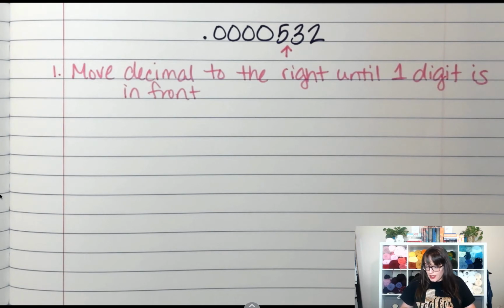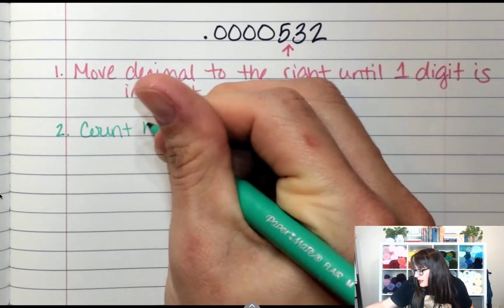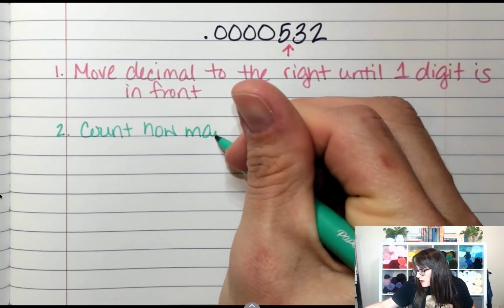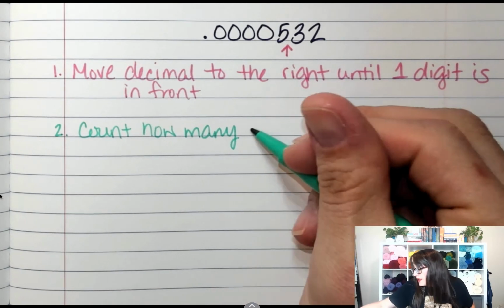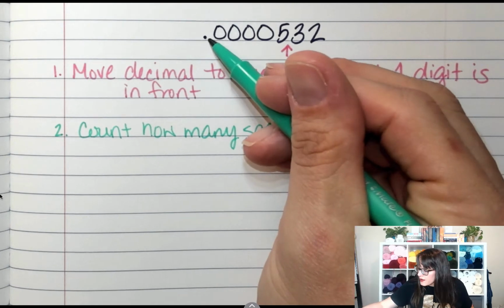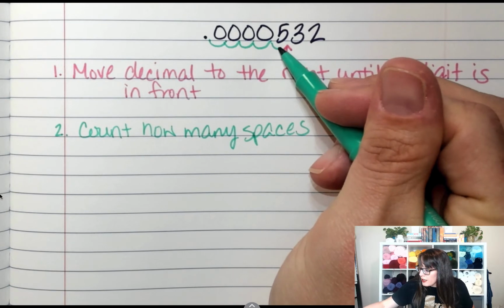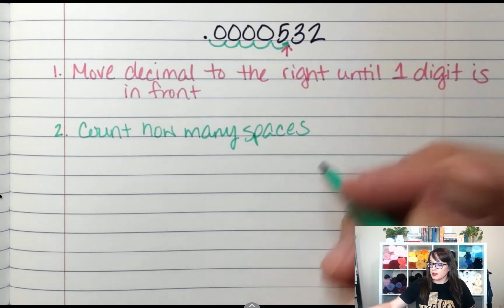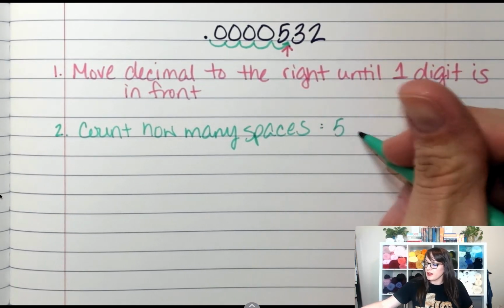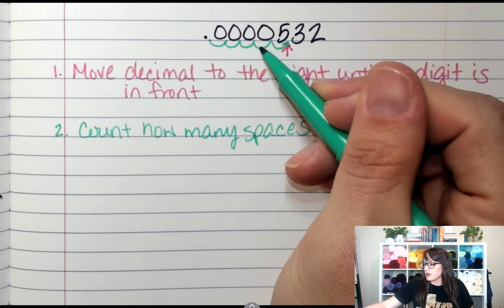And just like last lesson, I'm going to count how many spaces over. So step 2, count how many spaces. So I started here and I went 1, 2, 3, 4, 5 spaces. So for this example, we're dealing with 5 spaces. And you're counting the jumps. 1, 2, 3, 4, 5.